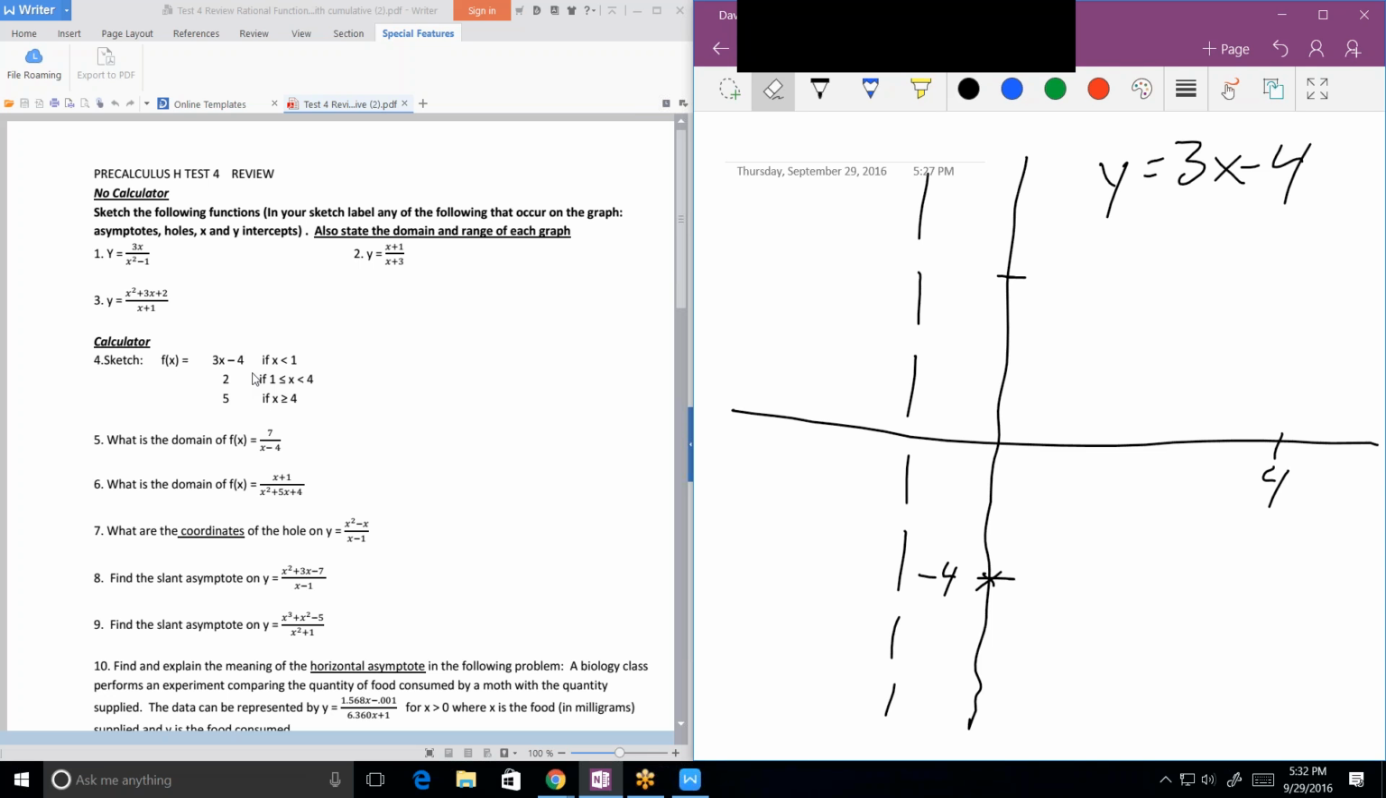The best way to do it is to take this part of the domain, which is x equals -1, plug it into the function, you get y equals -7, right?